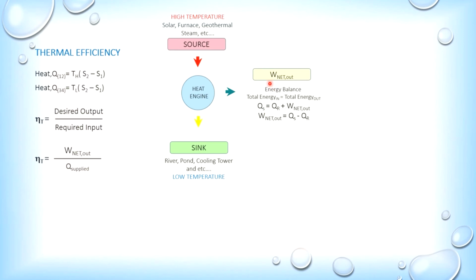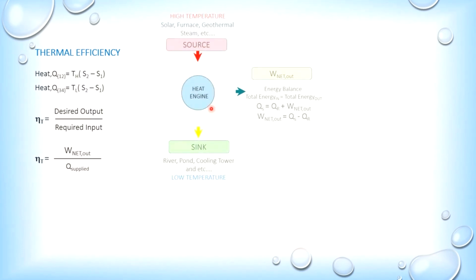Based on your engine cycles, again the Carnot cycle, remember the energy balance: energy received and energy rejected. The total energy received must be equal to the total energy rejected. That is why you have this equation here. To work out the desired output, or the net work output, you take heat supply minus heat rejected, making the net work out the subject.